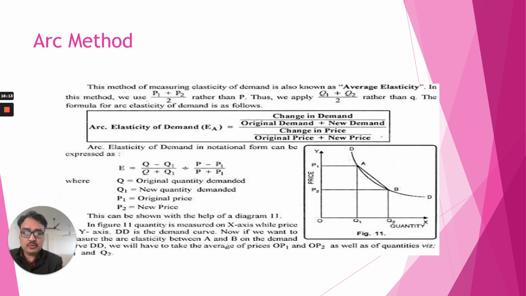The arc method is used where we want to measure the price elasticity of demand at an arc on the demand curve. You can see the diagram, the demand curve is DT, price is OP1, demand is OQ1, price falls from OP1 to OP2. As a result of this, there is a rise in demand from OQ1 to OQ2, and there is an arc AB.